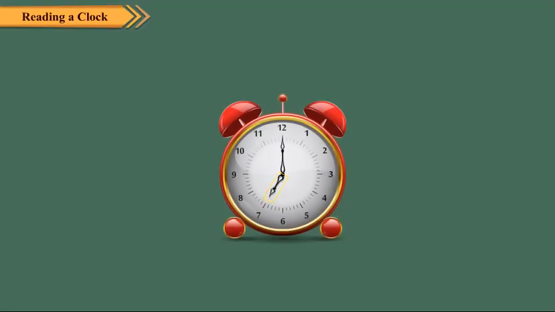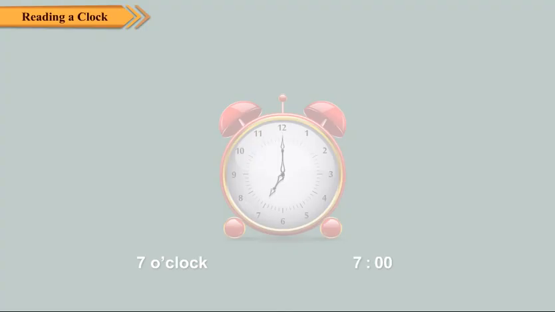Here, the hour hand is at 7 and the minute hand is at 12. So the time is 7 o'clock. We can also write it as 7.00. When the minute hand is at 12, the time is the exact hour shown by the hour hand.